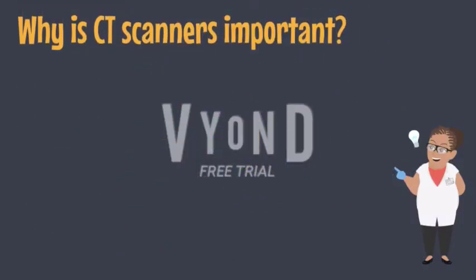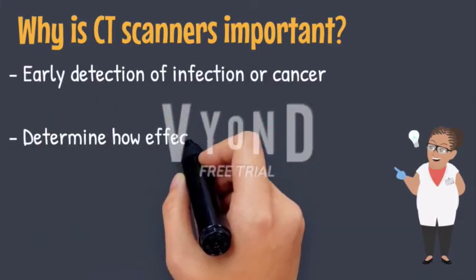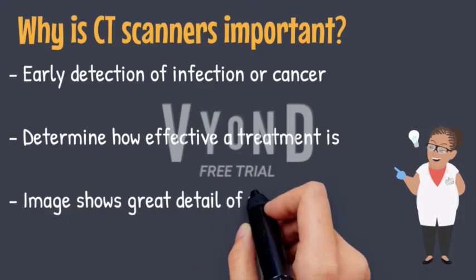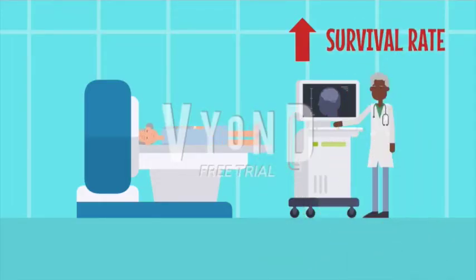So what makes CT scanners an important device for imaging? Well, it is able to identify infections and cancer, especially the early stages of cancer. By detecting this, it's easier to manage and prevent the growth of cancerous cells. It is also used to determine the effectiveness of a certain treatment and thus monitor the progress of a disease. Also, the image collected shows great detail of soft tissue, organs, and bones, unlike the normal X-ray that only shows the projection of the body.